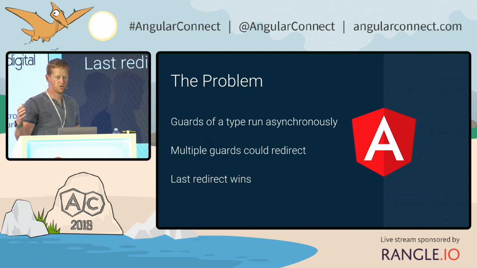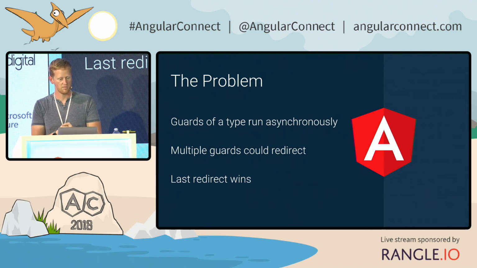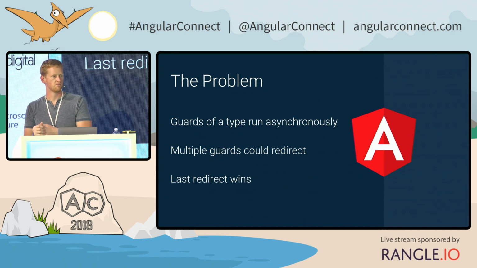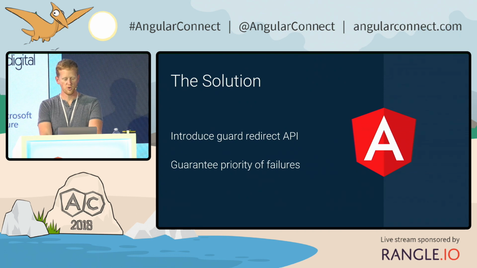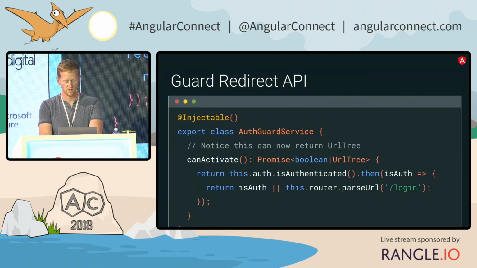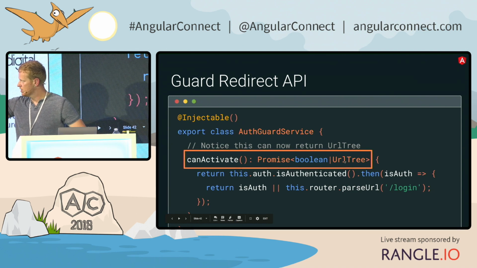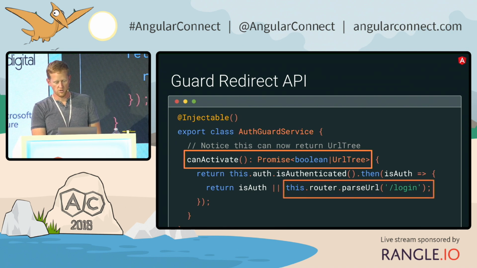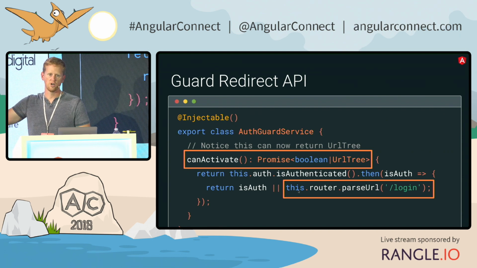is we had a problem with guards. They run asynchronously. Multiple guards could redirect in one given asynchronous time, and the last one would win. There was no way to negotiate which redirect from a guard might win. So we've introduced a new API that guarantees priority of failures. The API is specifically that you can now, from a guard, return Boolean or URL tree. So if you just do a router.parseUrl, you can redirect to login, and you can return that from your guard.